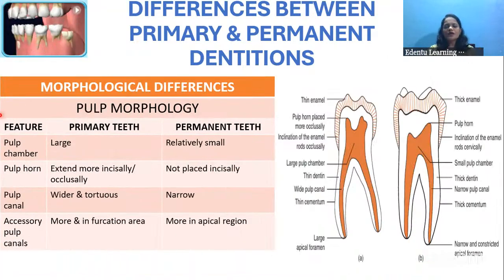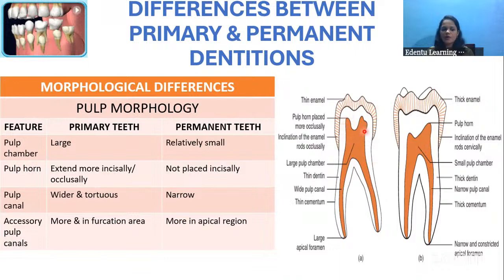Now, coming to the pulp morphology. If you look at the pulp morphology, there are prominent changes in the pulp also. The pulp chamber is very large in the primary teeth, whereas it is relatively small in the permanent teeth. And the pulp horns.